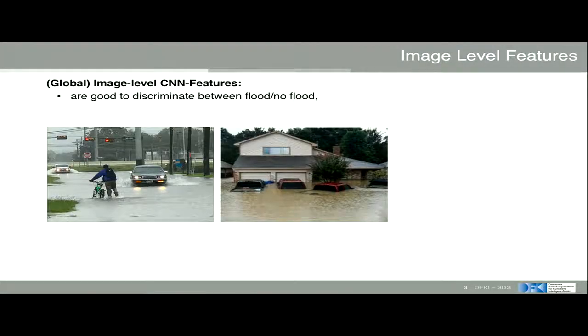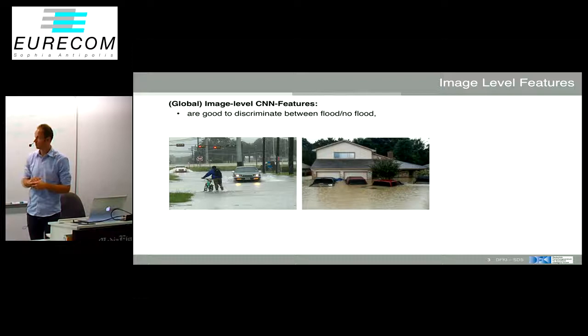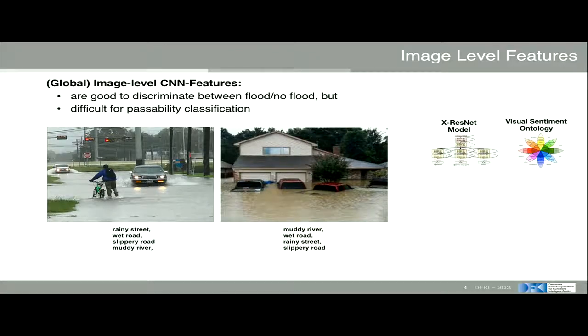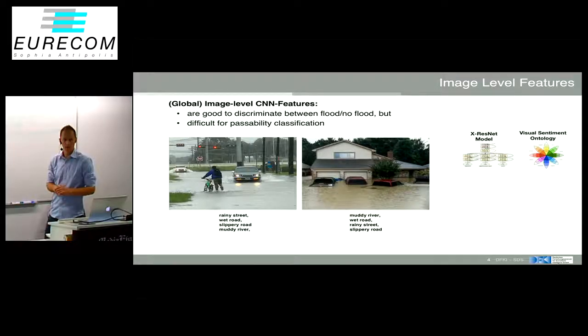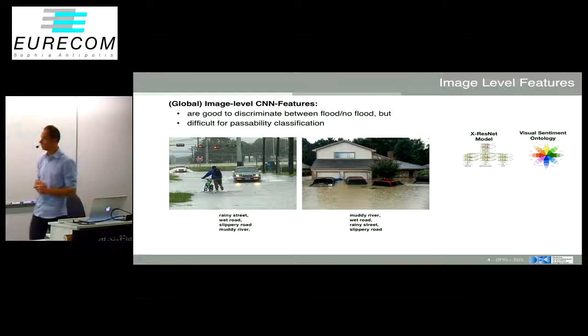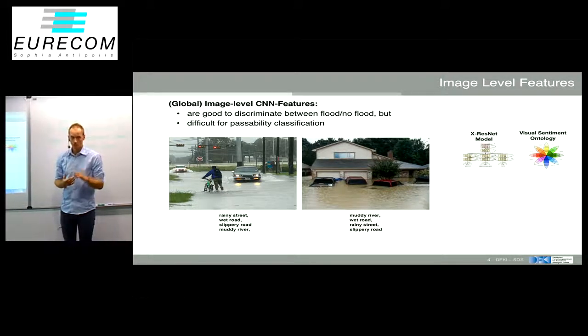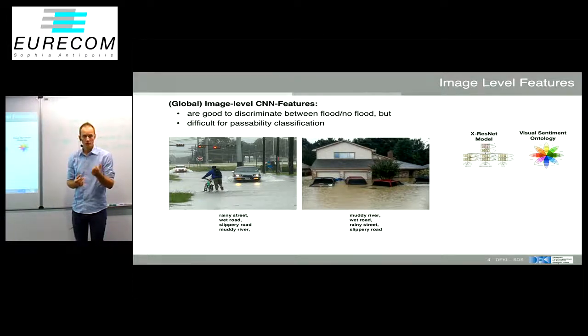So we also leveraged global information from scene pre-trained models. In particular for this task, what we figured out is that they are very good for discriminating between flood and non-floods. However, if you look at the passability classification, it's not very useful. The visual sentiment ontology consists of adjective noun pairs. Usually it's used in sentiment analysis. However, it also has a lot of important adjectives that are relevant for this task.